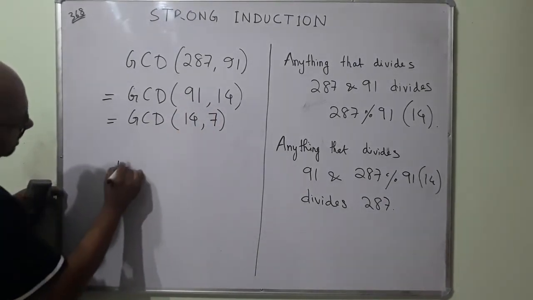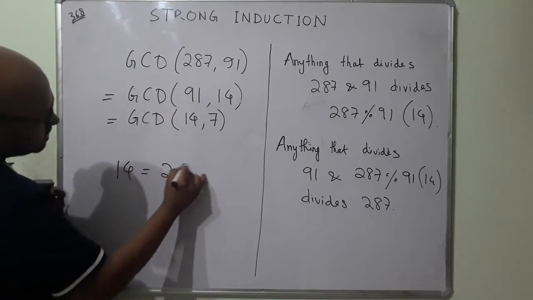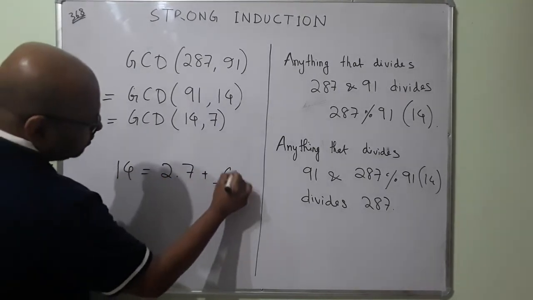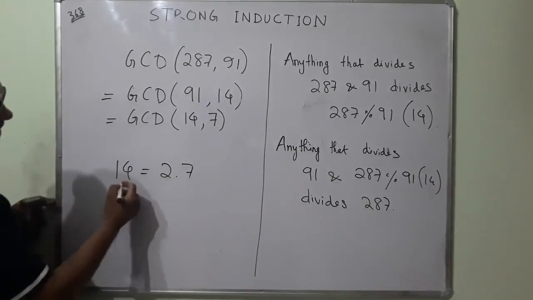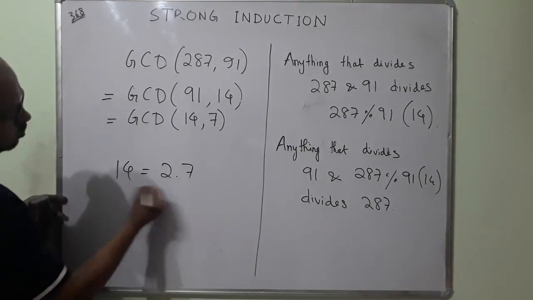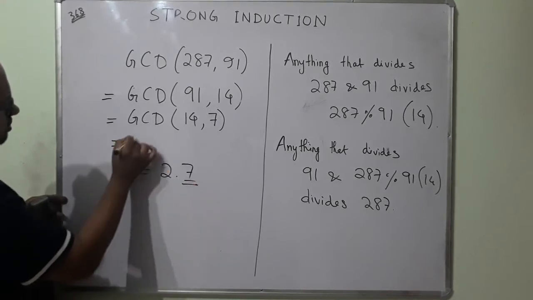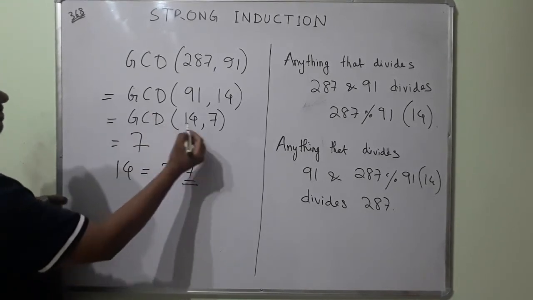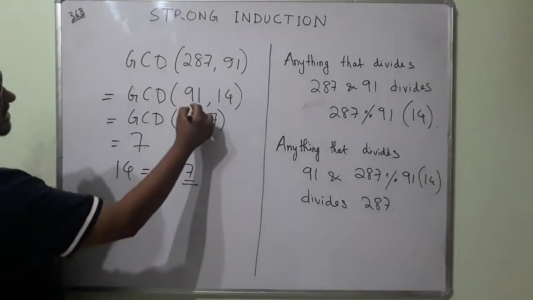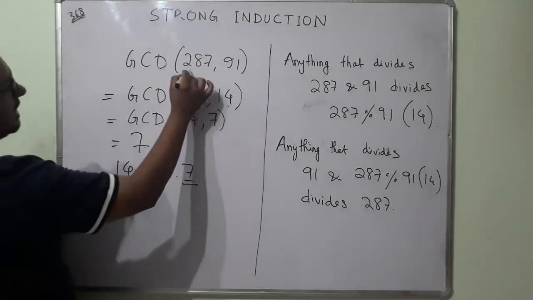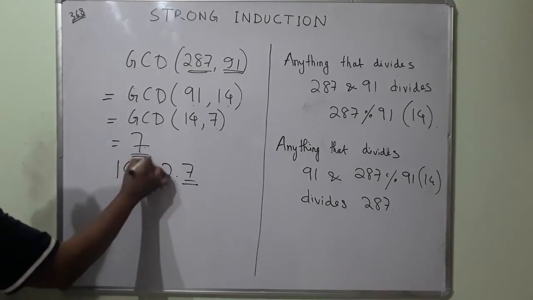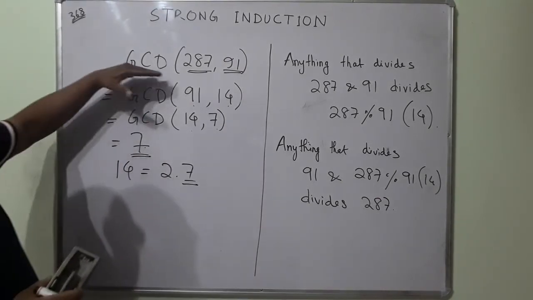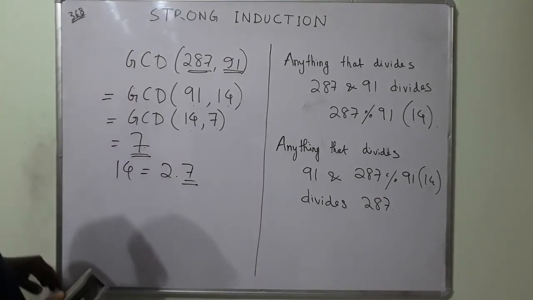Now let us say 14 is equal to 2 into 7 plus 0. There is no more remainder. So what do we know? The greatest common divisor of these two numbers is equal to 7. So the GCD of 14 and 7 is 7, the GCD of 91 and 14 is 7, and the GCD of these two that we wanted to find out is equal to 7. So this is how I know that the GCD of these two is equal to this.